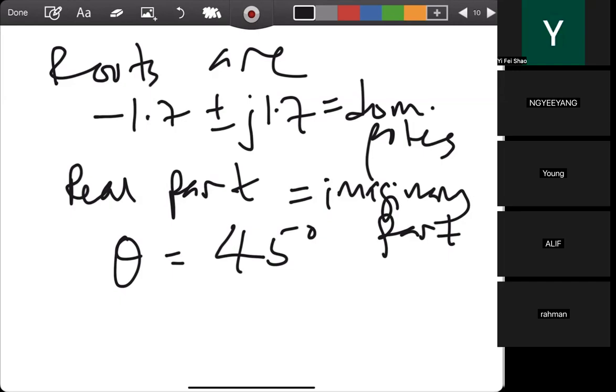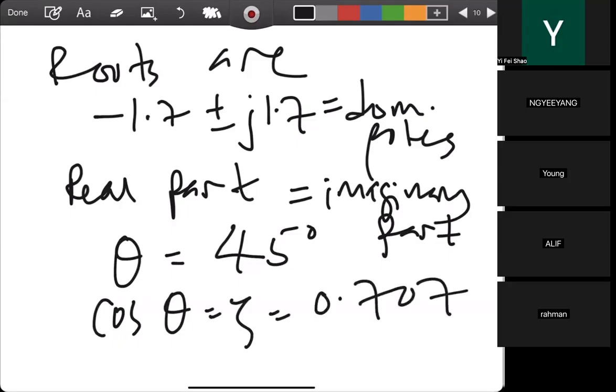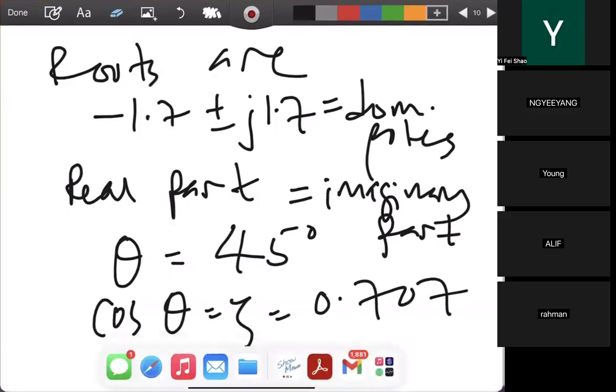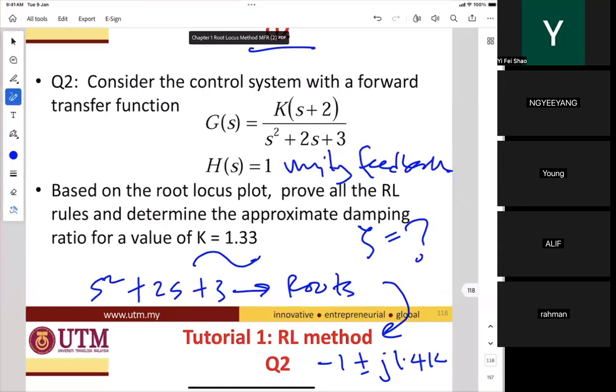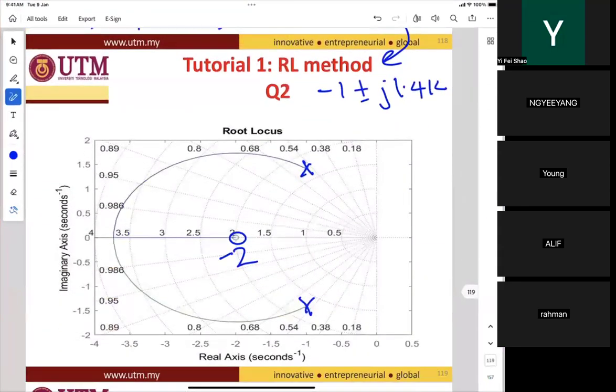Because if you plot it, theta 45 degrees will give you zeta 0.707. Correct or not? Cos 45 degrees. Yes, Doctor. Okay, someone is drawing this.